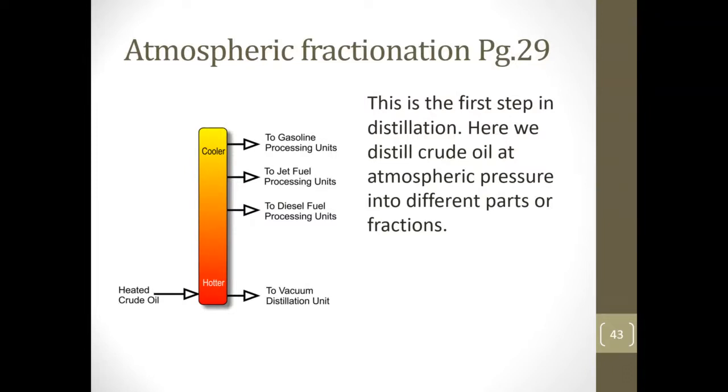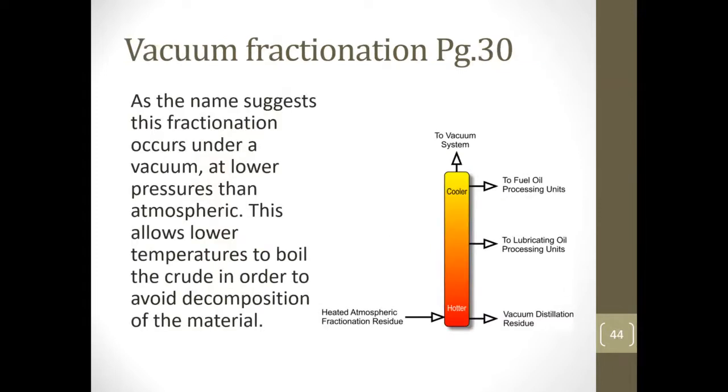First step in distillation here, we distill crude oil at atmospheric pressure into different parts or fractions. So you'll see hotter at the bottom of the distillation column, cooler at the top, we heat things up. The shorter chains evaporate first at a lower temperature and rise up, and then condense into shorter chained hydrocarbon products. So gasoline at the top, propane and things like that would be even higher up here. And then the longer chains, jet fuel, diesel fuel, taken off at the lower levels here. Stuff that happens down here that doesn't boil gets moved on to the next step, which would be vacuum fractionation.